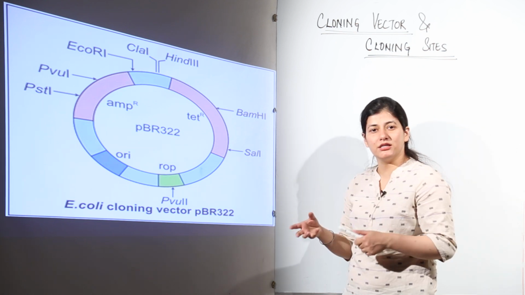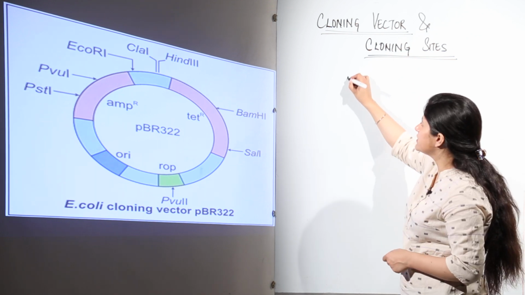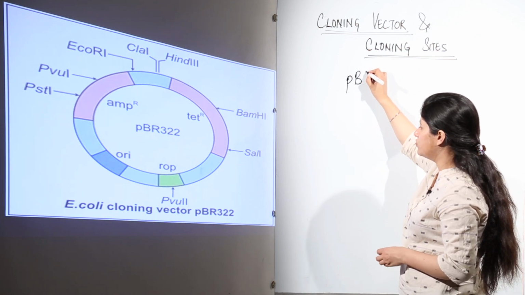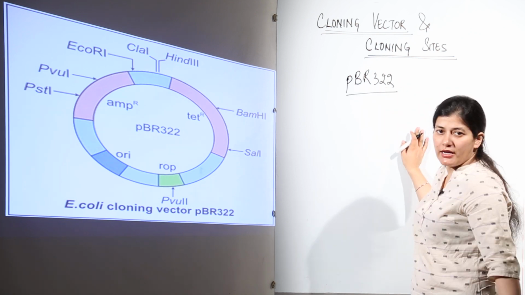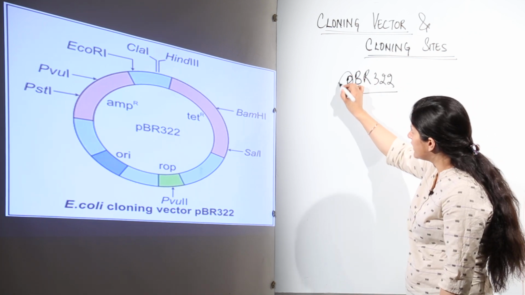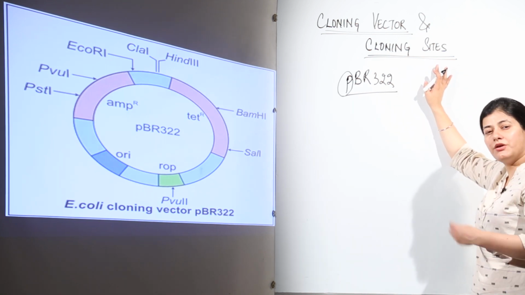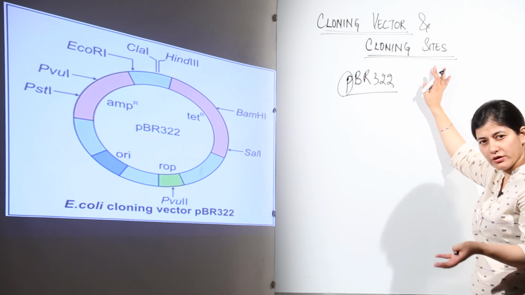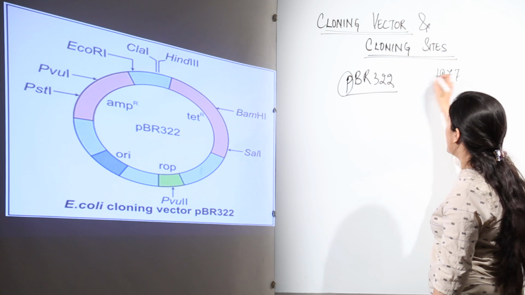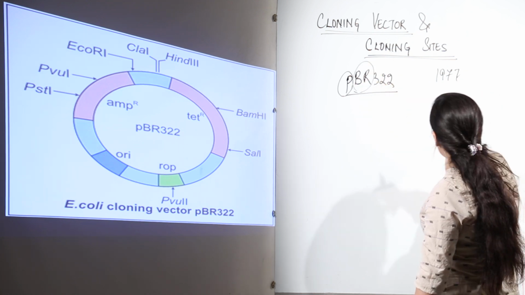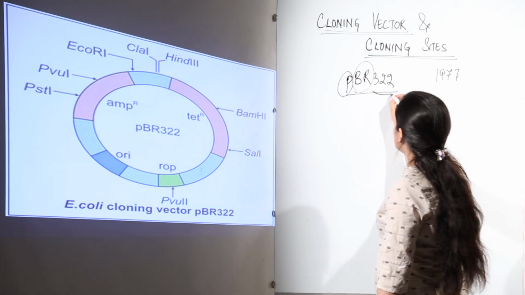We have designed a plasmid known as PBR322. This is the cloning vector which is greatly used for the host E. coli. Now this P stands for plasmid. It is important, it is studied greatly because it was created in the lab of Herbert Boyer in 1977, and this BR part is naming given to Bolivar and Rodriguez. This 322 is its number.